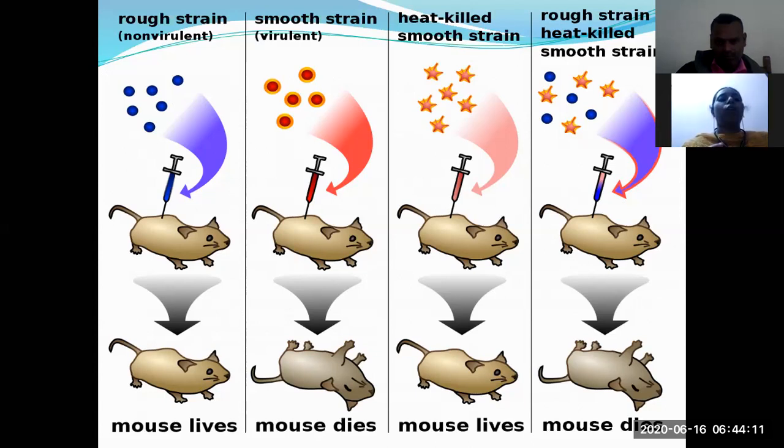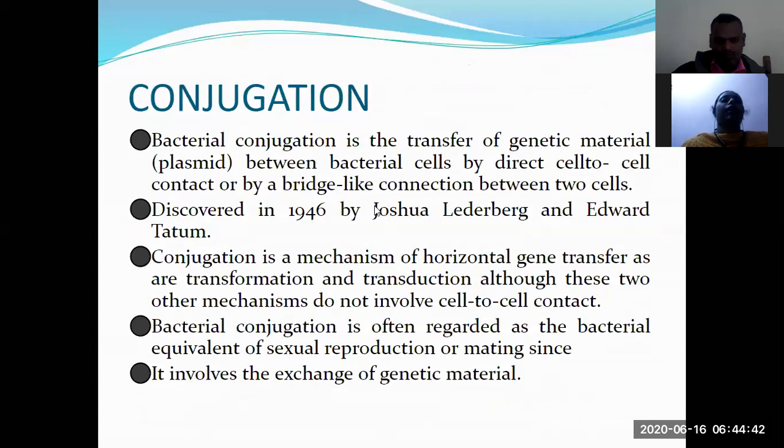So he comes to the conclusion that something is going from bacteria to mouse. What is that? He identified that it is a genetic material called DNA in bacteria. So by transformation, Griffith has confirmed that DNA is a genetic material in bacteria. Okay. Next, second one, conjugation.